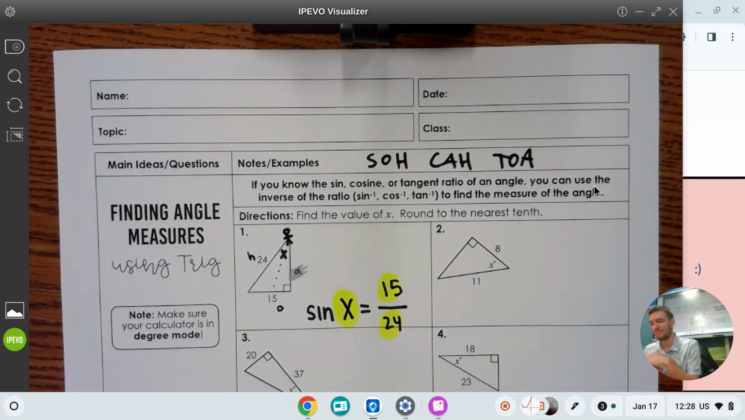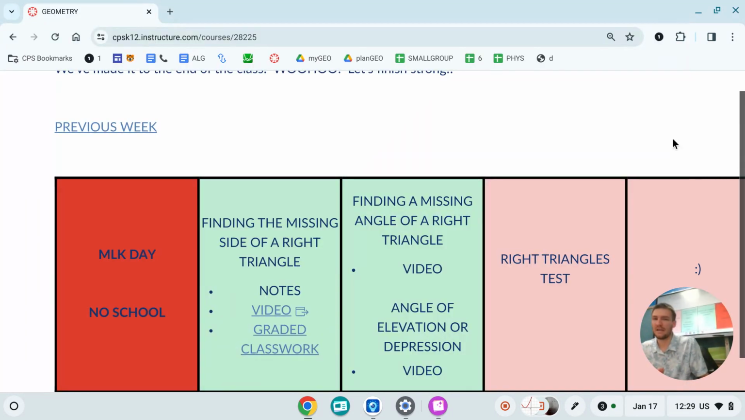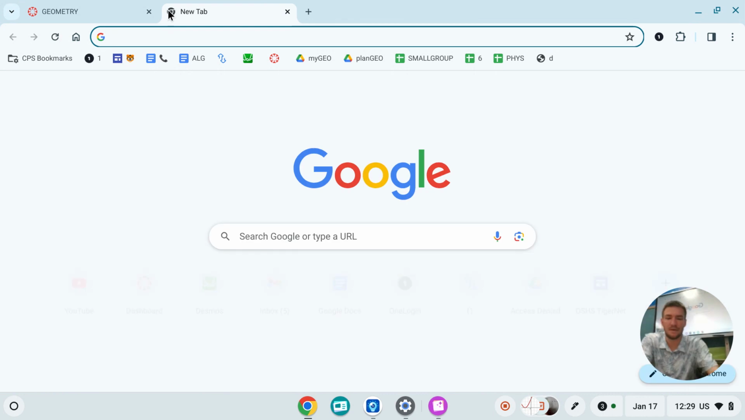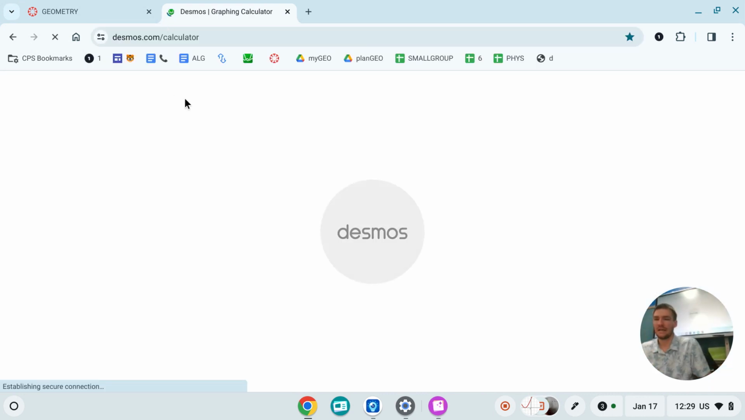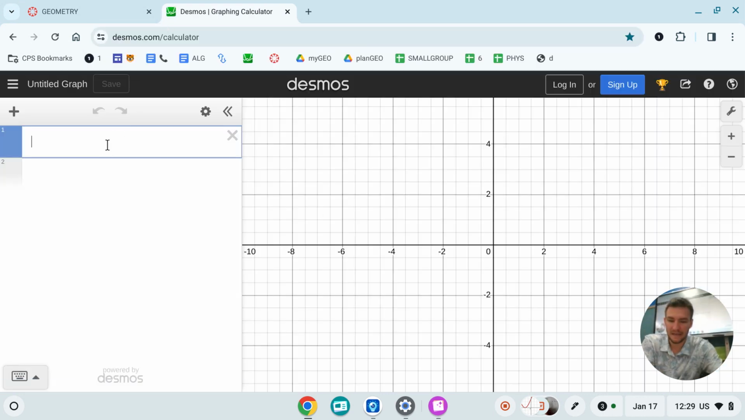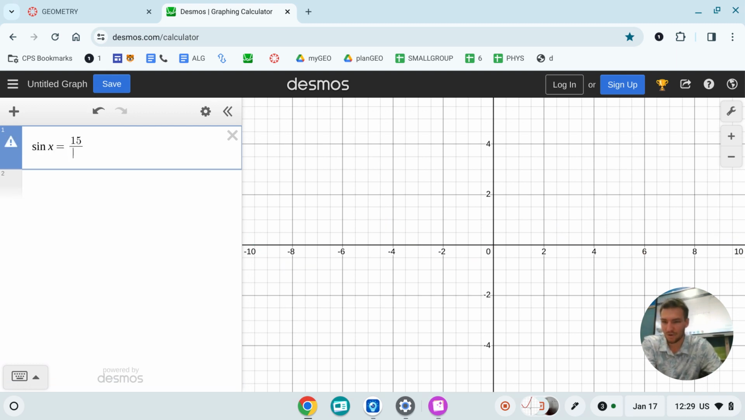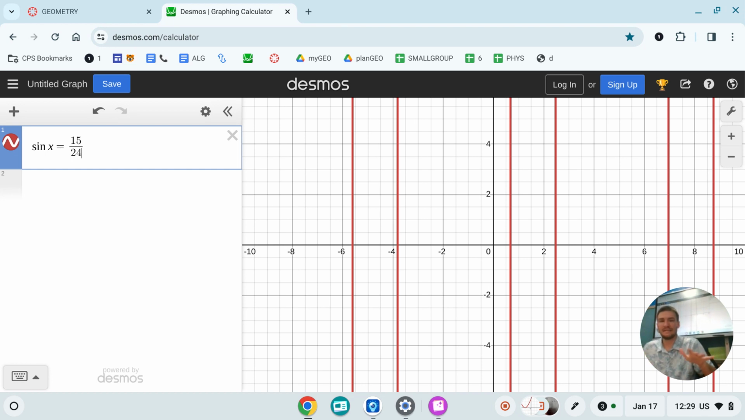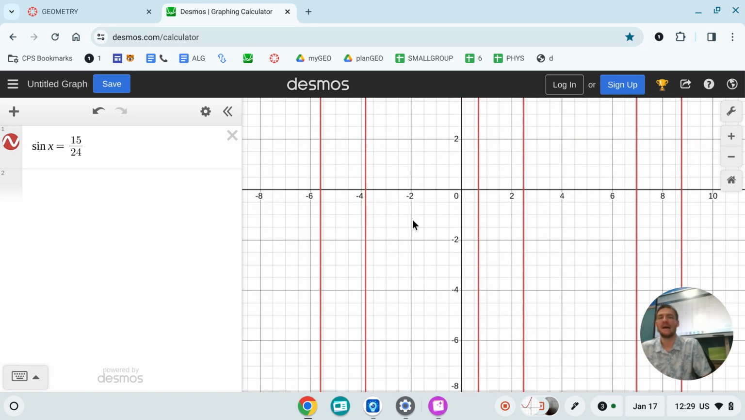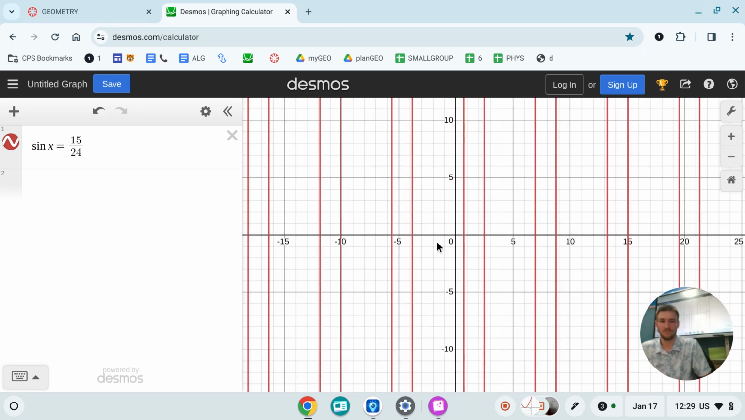So 100% stuff that we already talked about, 100% all skills that we used yesterday. I'm going to Desmos. I'm typing it in. sin x equals fraction 15 over 24. No spaces, no nothing. So we're given a couple things here on Desmos. First of all, we're given many lines, which is unusual. Okay?